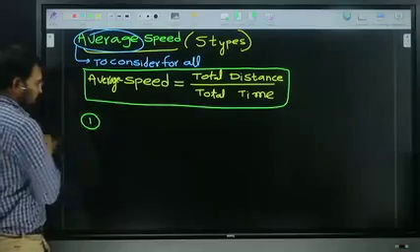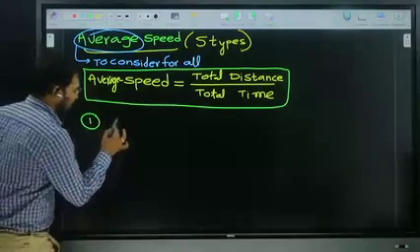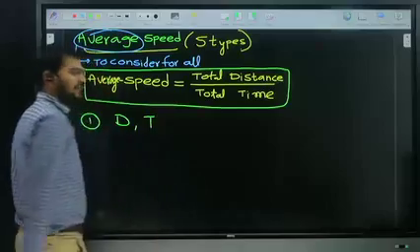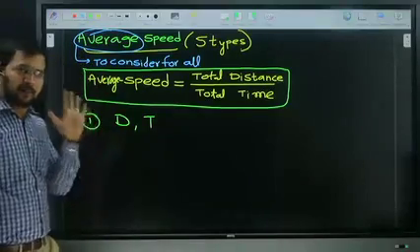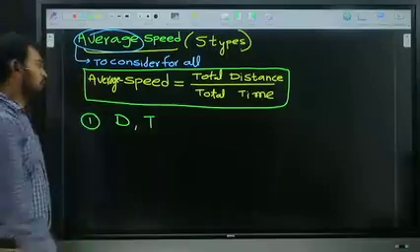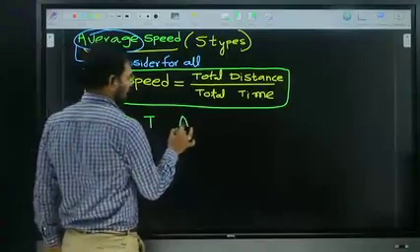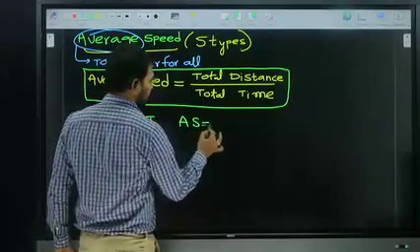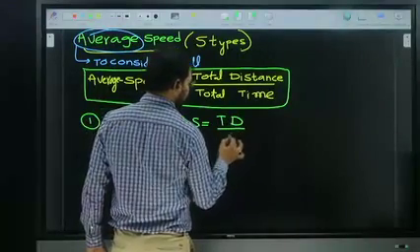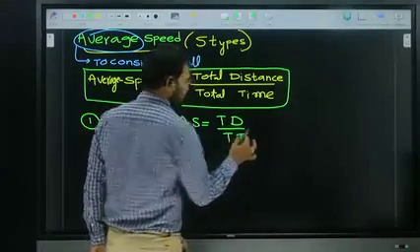Type 1. They provide distances, they provide timings in the given data. In that case, they're asking the average speed. I already told, average speed is nothing but total distance by total time.